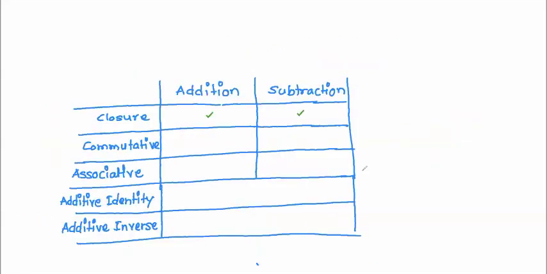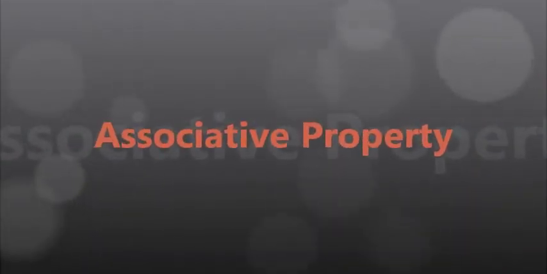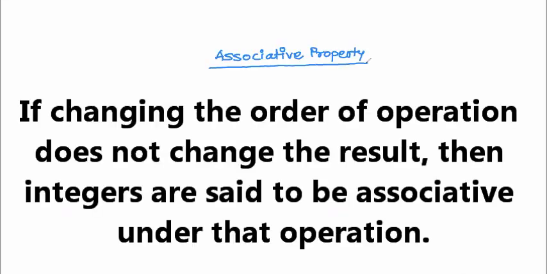So we know integers are commutative under addition and integers are not commutative under subtraction. Now let's talk about the associative property. Associative property talks about change of order of operation.